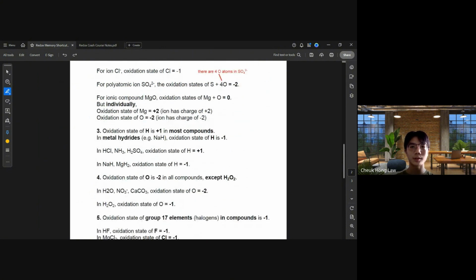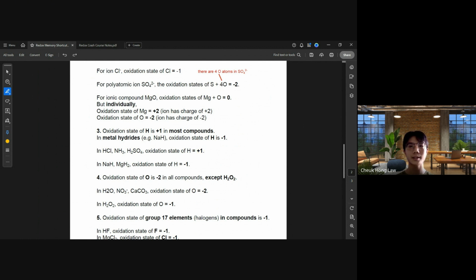All right, let's move on to the third rule. The oxidation state of hydrogen is +1 in most compounds. Only in metal hydrides, like sodium hydride, the oxidation state of hydrogen is -1. So let's look at most compounds. HCl, NH3, H2SO4, these are very common compounds that contain hydrogen. For all of them, the oxidation state of hydrogen will be +1. The only time it's not +1 is in metal hydrides.